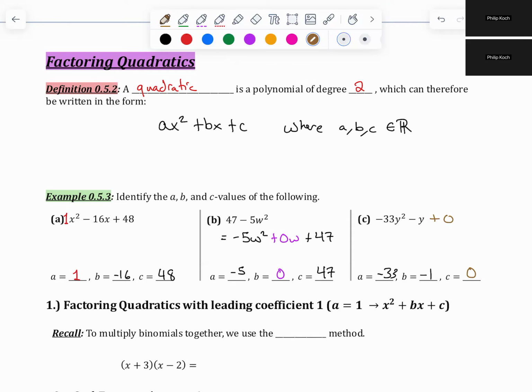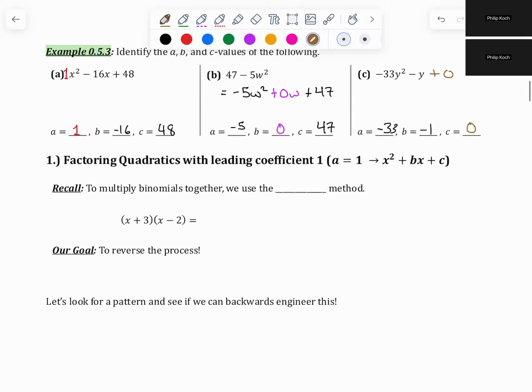All right. The first type of thing we will deal with are quadratics with a leading coefficient of 1. That is, A is equal to 1, meaning we're going to work with factoring things of the form x squared plus bx plus c. So no A term. Because it's the simplest case and these are the fastest ones to factor. Now, I want to kind of develop the process on why this works.